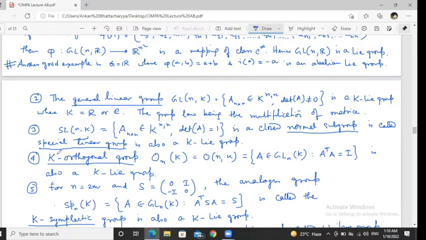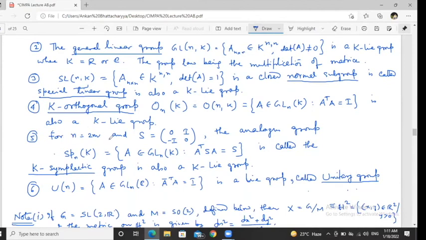Now another good example is the K orthogonal group. This is A also belonging to GL(n,K). Sometimes it is written in this form, or sometimes in this form also. If A is a matrix whose determinant is not equal to 0 and A transpose A equals I, the orthogonality condition, and this holds, then it is called the K orthogonal group. So these are all examples of Lie groups.